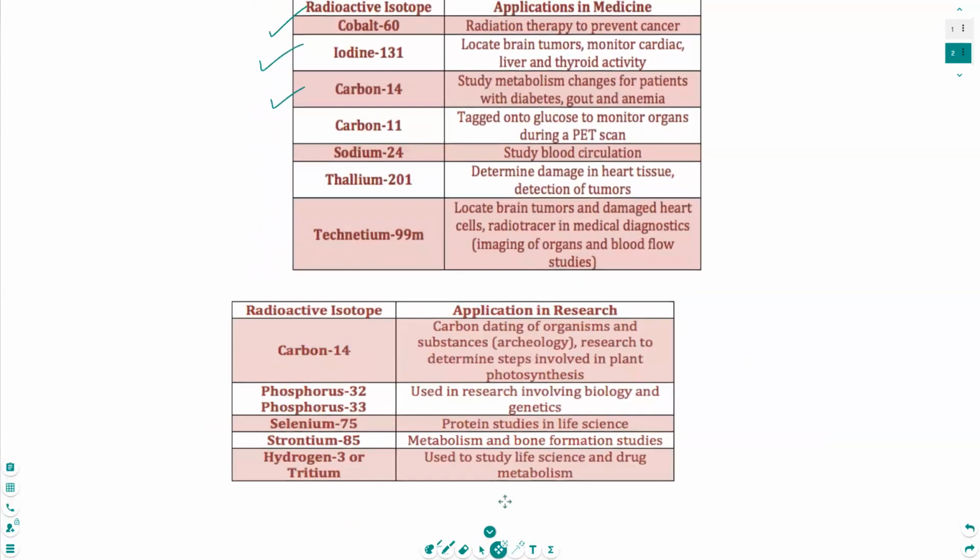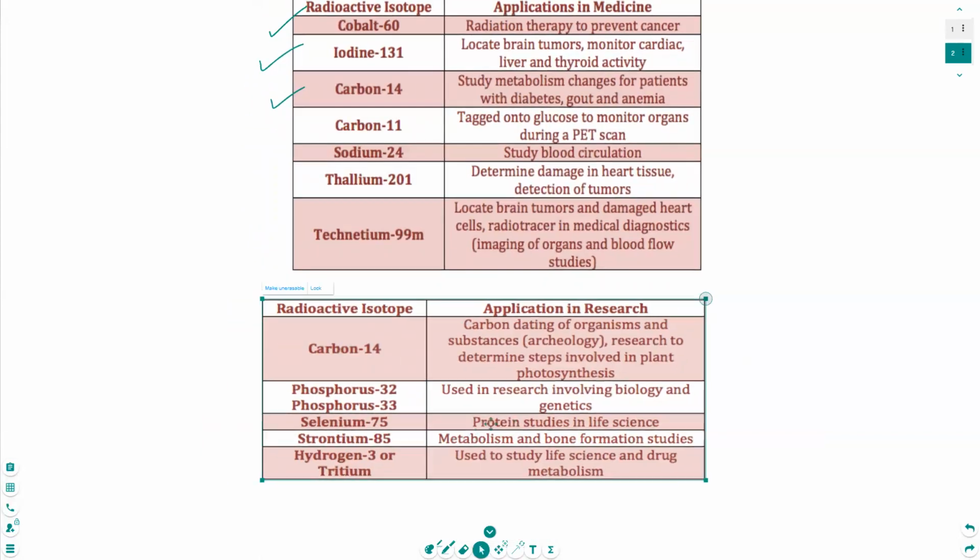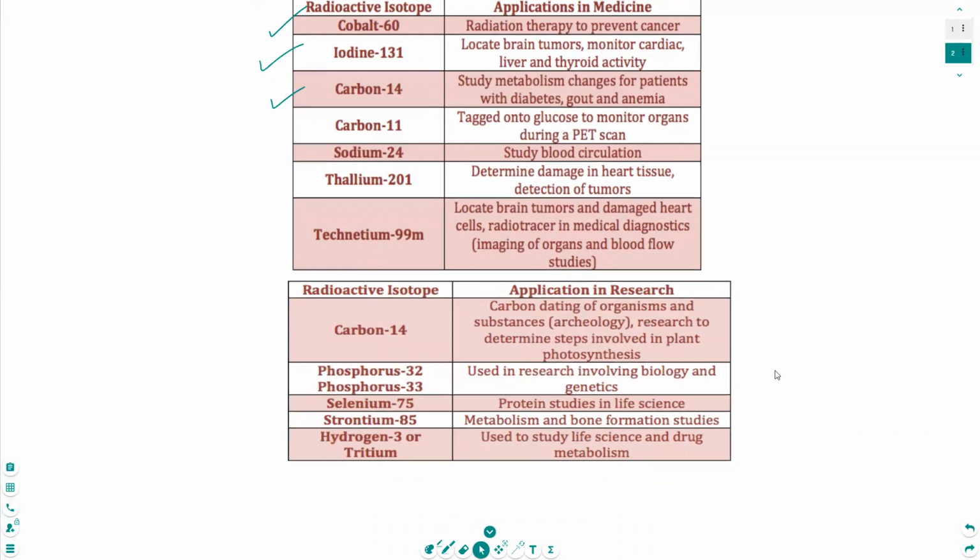And there's one more use of radioisotopes that I want to talk to you about, which is for research. So the common isotope we use for research is carbon-14. Carbon-14 is used to do carbon dating of organisms and substances. So basically, it helps to tell us the age of fossils or objects that we think have been here for a long time. We use carbon-14 to determine the age. All right. So we also use it in research when we are researching plants for photosynthesis.